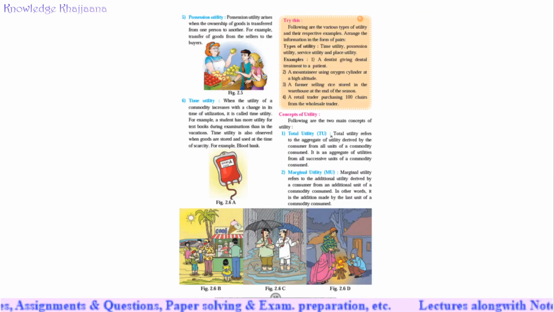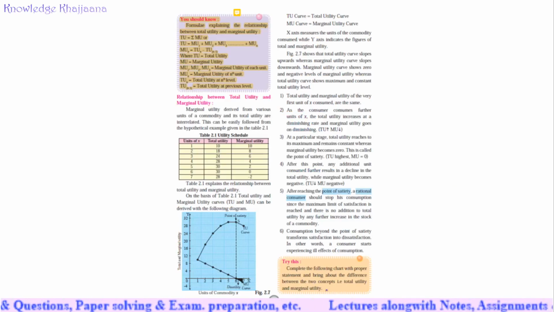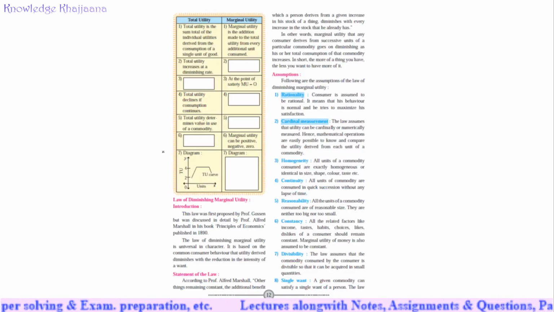The concepts of utility we are going to learn in the next lecture are given on pages 10 and 11. The relationship between total utility and marginal utility is from page 11 to 12. Okay, up to here.